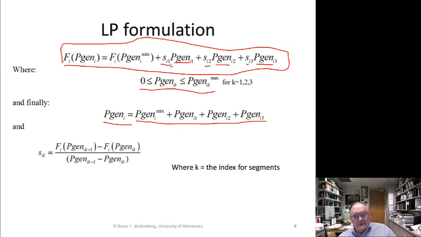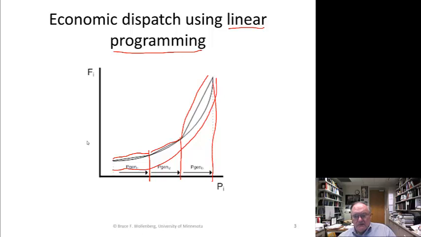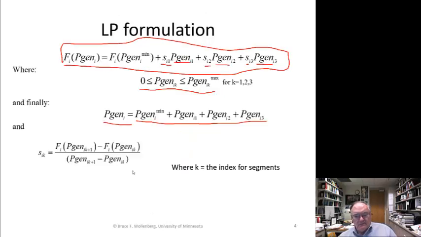I want you to look at this S1 for any particular value, and that of course is the slope. You take the difference for the P gens and the difference for the F, and you divide the difference of the F numbers, the cost rate, by the difference of the P, and you get the slope. So there's the formula for the slopes.